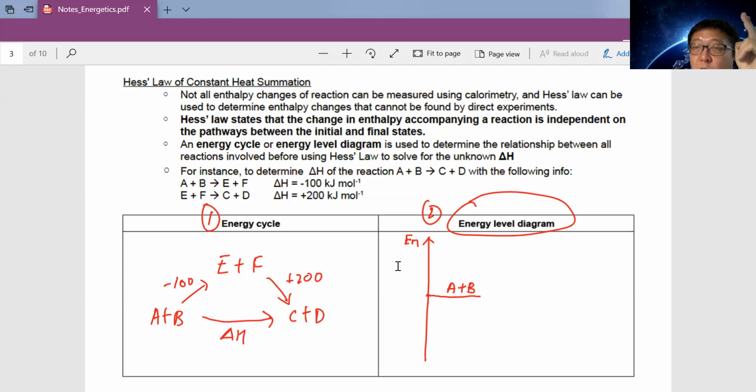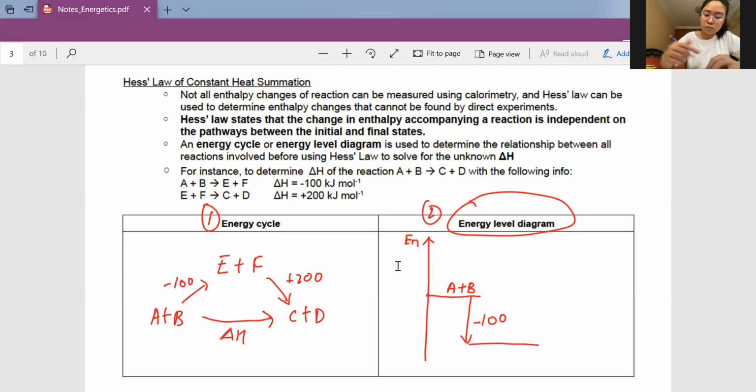Okay, I observed this over the years. Why do students struggle with this portion? It is because of the sign and the magnitude. Okay, A plus B gives you E plus F is negative, right? So go down, negative 100. You have E plus F. You see? So you must be very observant. Negative means go down, right?